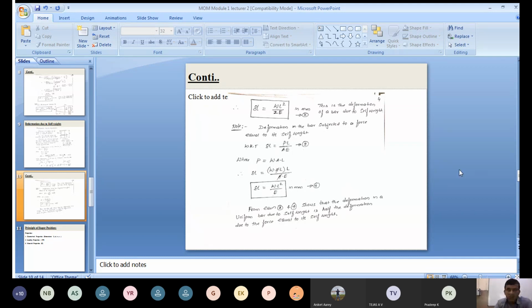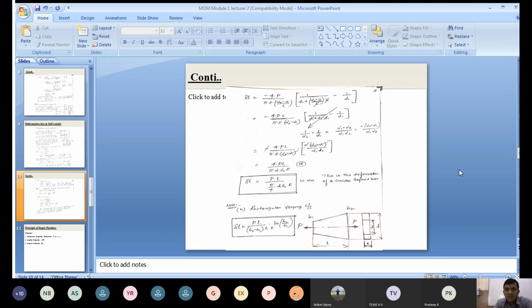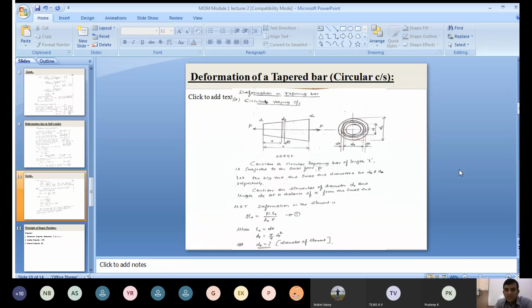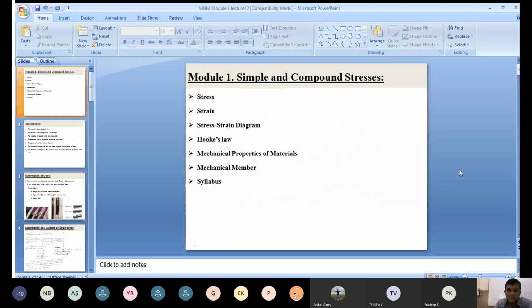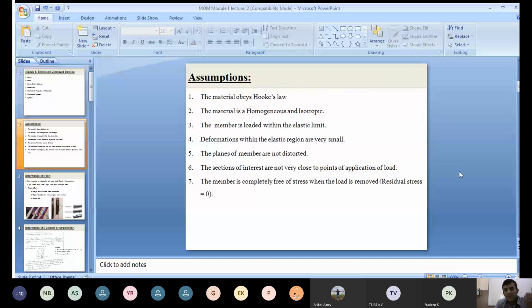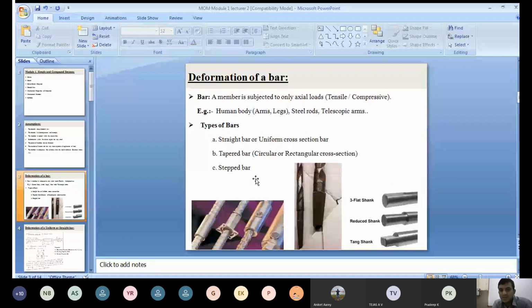Right. The summary of today's class: we discussed the overview of the previous classes. Then the assumptions are very important, 7 assumptions. The material obeys Hooke's law. The material is homogeneous and isotropic. The member is loaded within the elastic limit. Deformation is small. We consider that the plane remains the same plane, not distorted. The section of interest is far away from the applied load and there are no residual stresses. Next we discussed mechanical members subject to only axial loads.